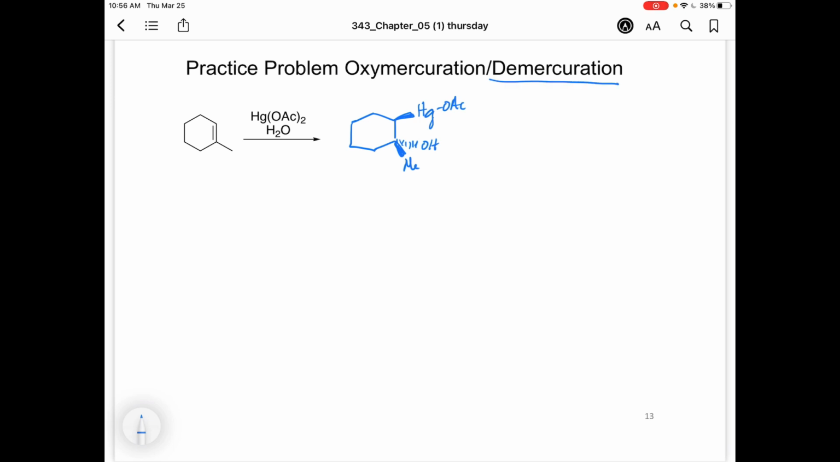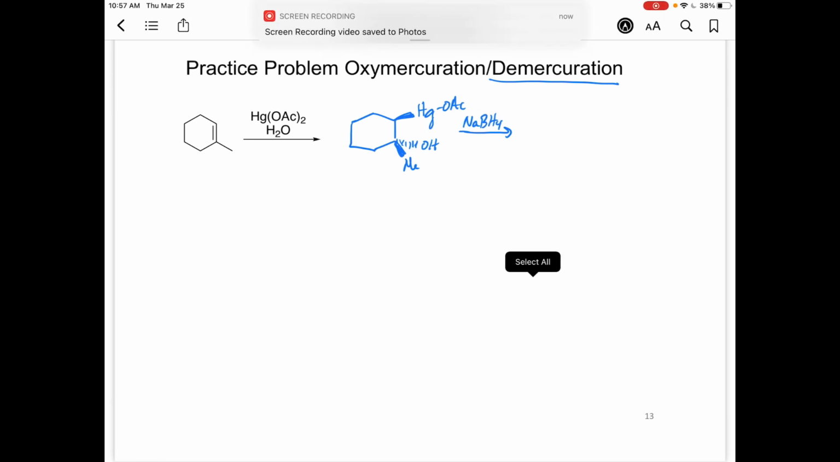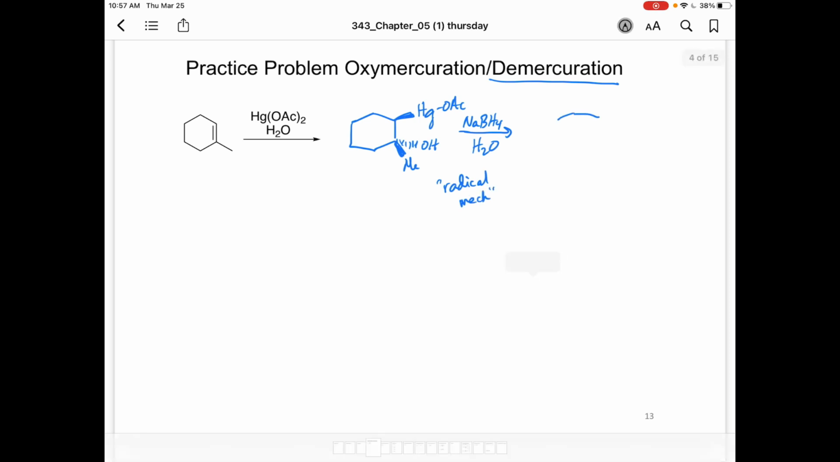So this demercuration step is using sodium borohydride. Sodium borohydride is a reducing agent. And we would typically do this in water. So you would add sodium borohydride, and then you actually go through a radical type mechanism here. And what happens is that we get rid of the mercury, which is kind of the most important thing here.